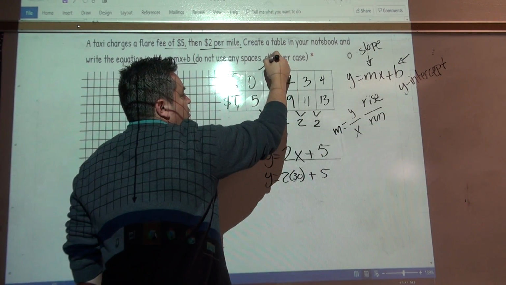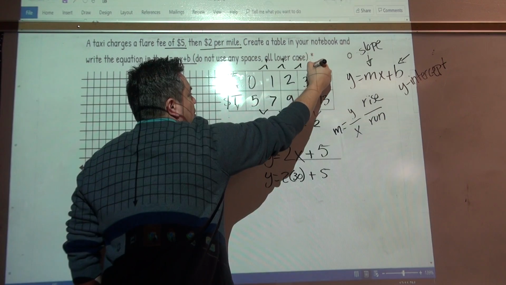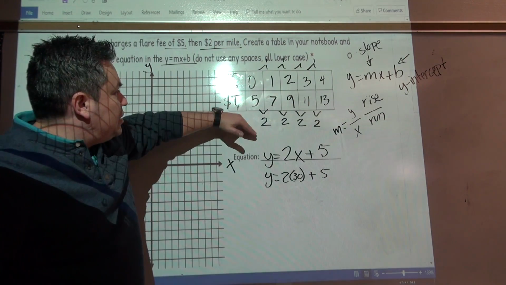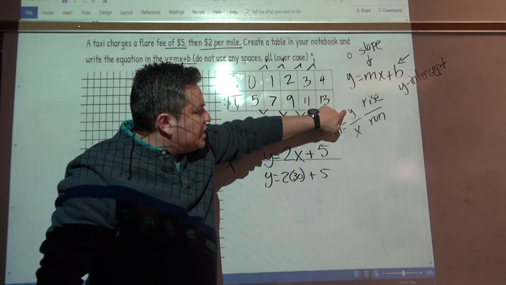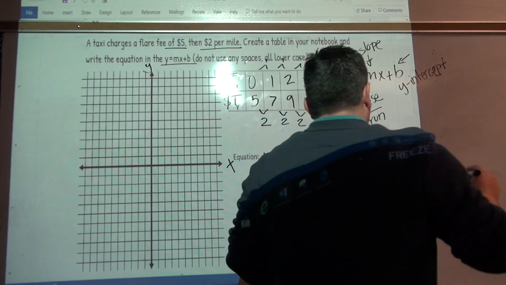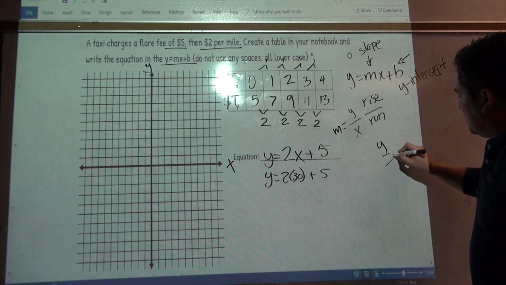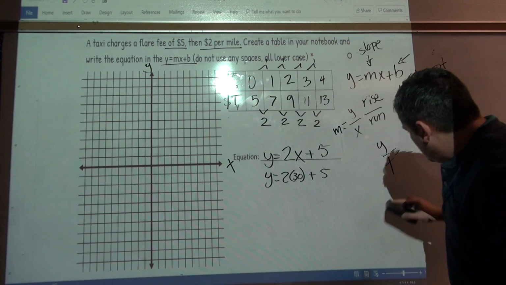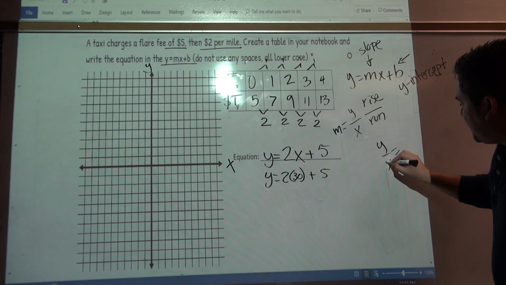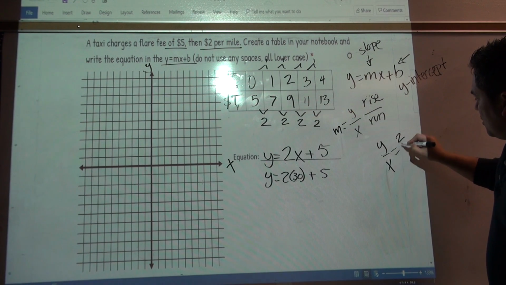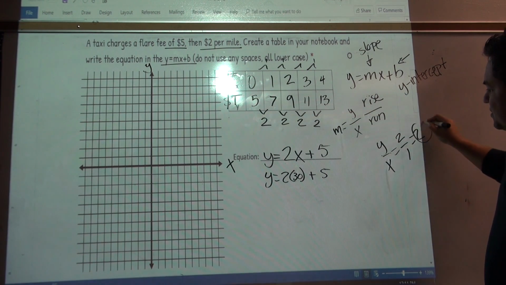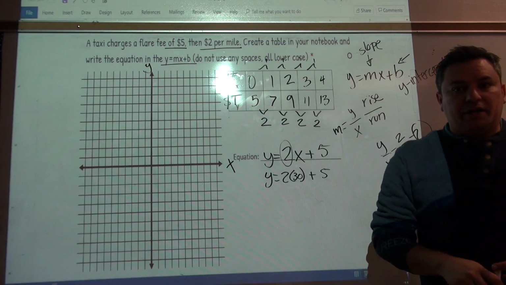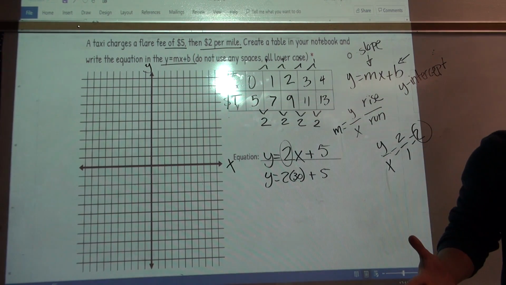And from here to here, they all change by 1, correct? So this is your y and your x. Rise over run. So this is the same thing as y over x, which is 2 over 1, which is 2, the number that we found right there. That's how you get that number.